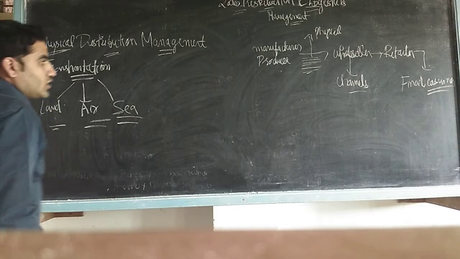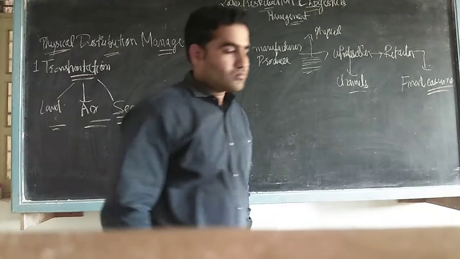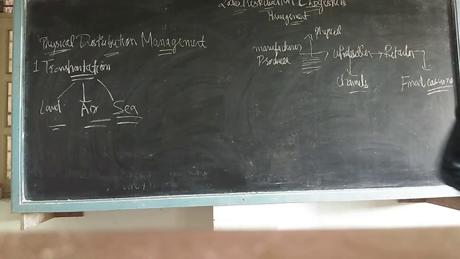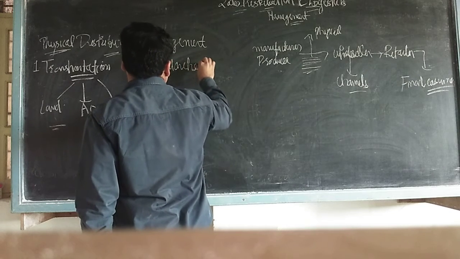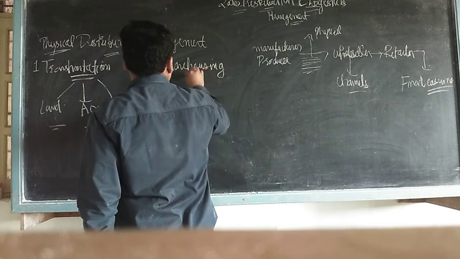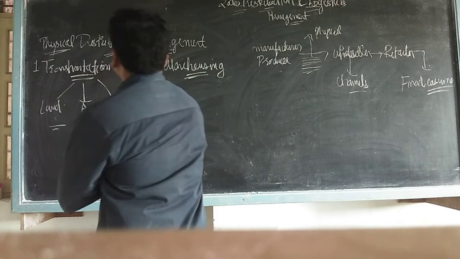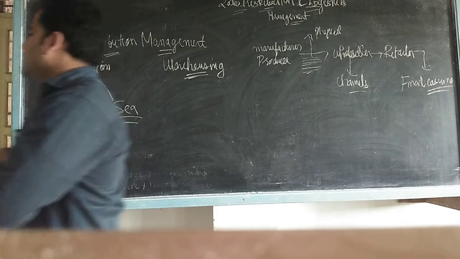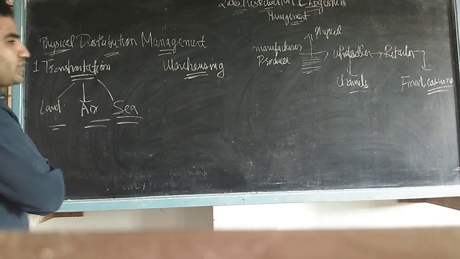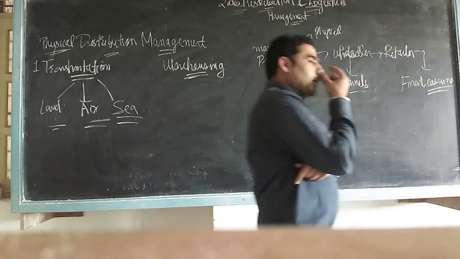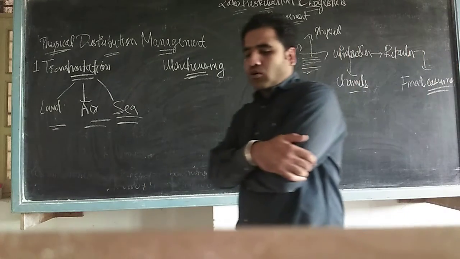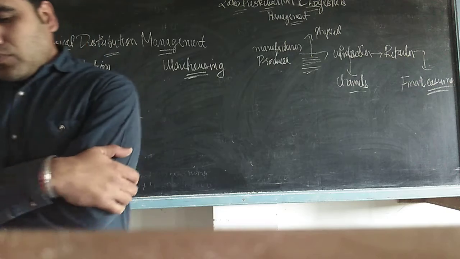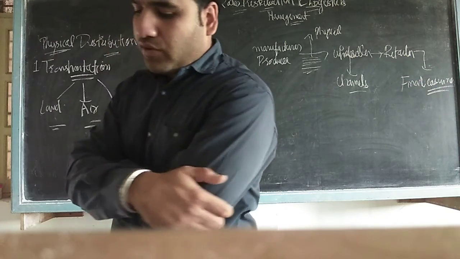Okay. So these three are the basic types of the transportation of products. Okay. Next is the warehousing. This is also a very important method of physical distribution, or management of physical distribution. Warehousing, okay. It is a kind of storage, okay, it is a kind of storage of the goods before the final act of sale.